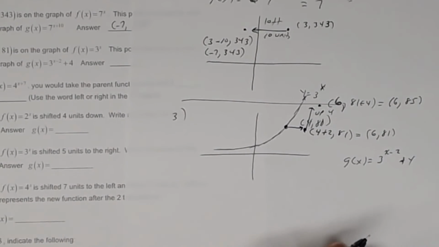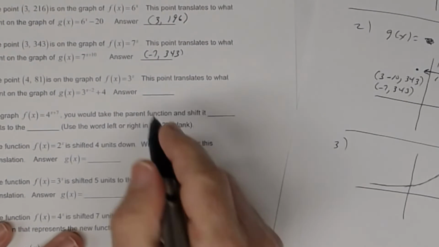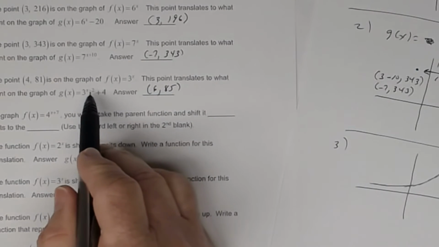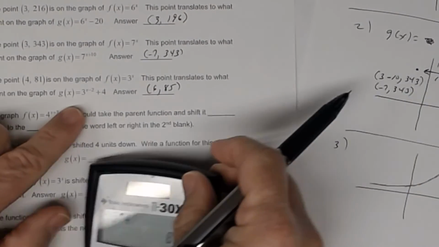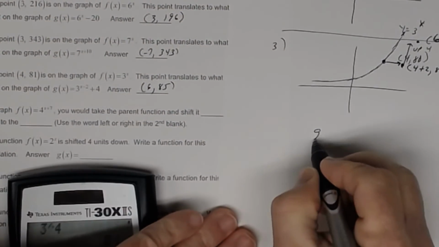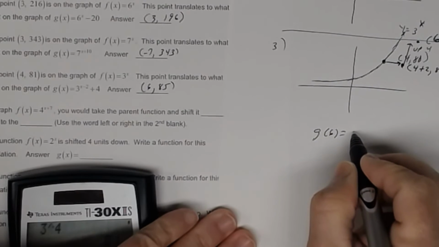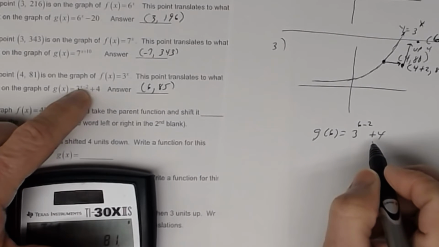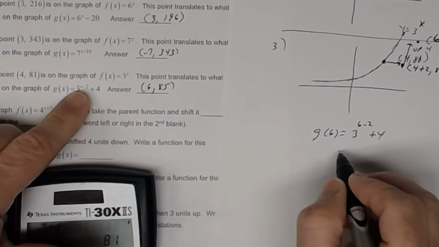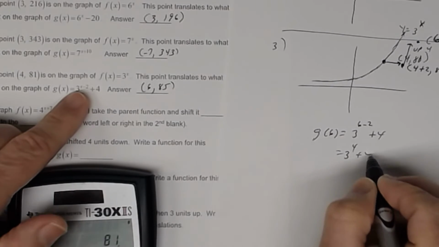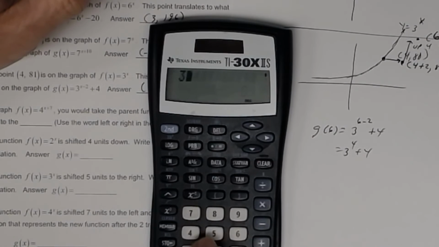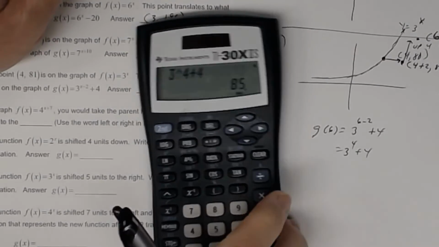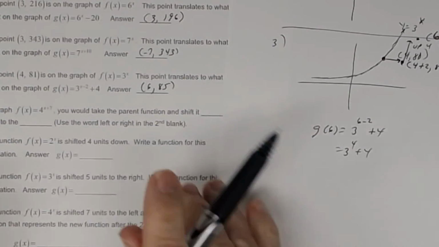And you can verify that, by the way. So let me go ahead and show you. We're going to get the point here, 6, comma, 85, right? And to verify that, in place of x, you're going to substitute 6. So I get g of 6 is going to equal 3 to the 6 minus 2 plus 4. Wherever I see a variable x, I'm substituting 6. And when I do that, I get 3 to the 4th power plus 4, right? And so 3 to the 4th plus 4 equals, my y value is 85. All right, so that's it. So you get 6, comma, 85.